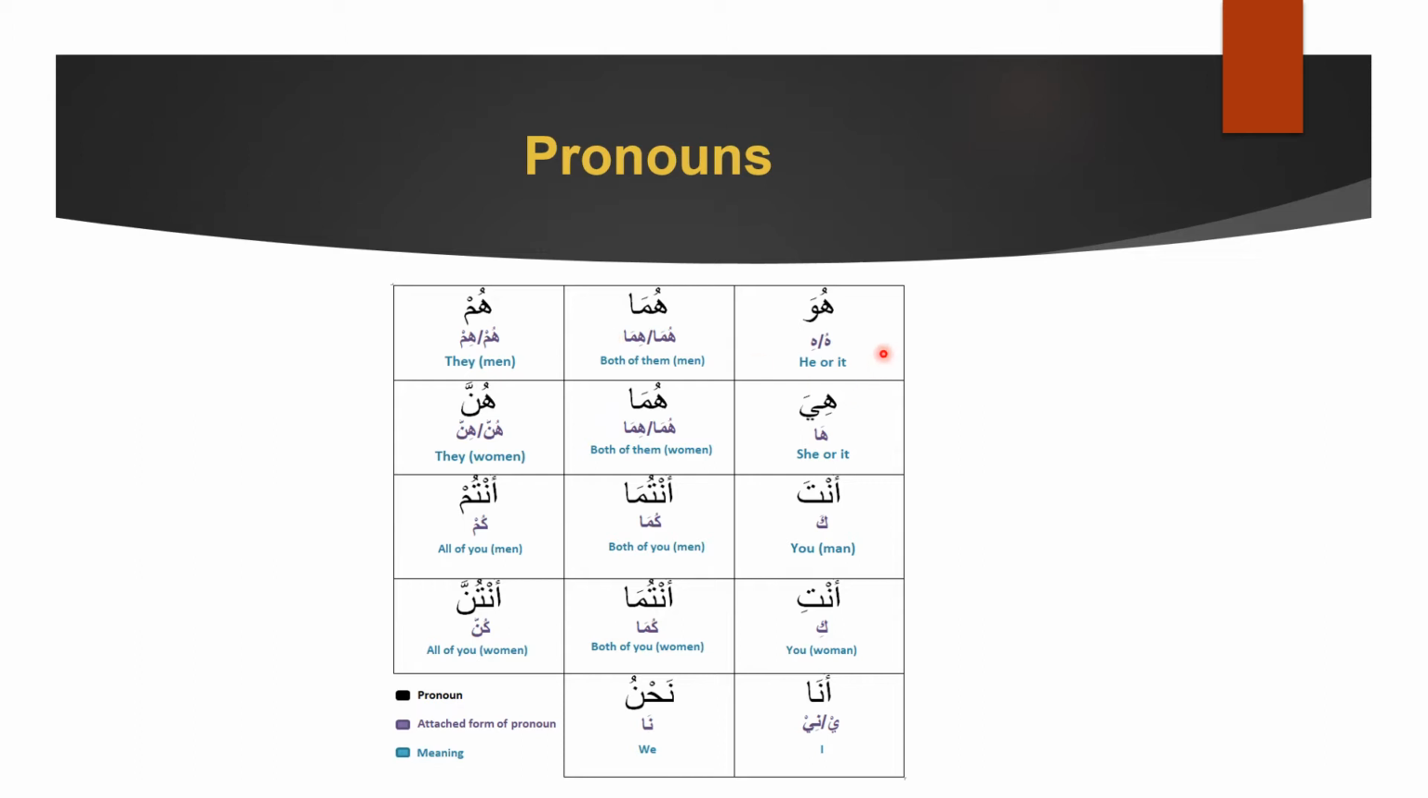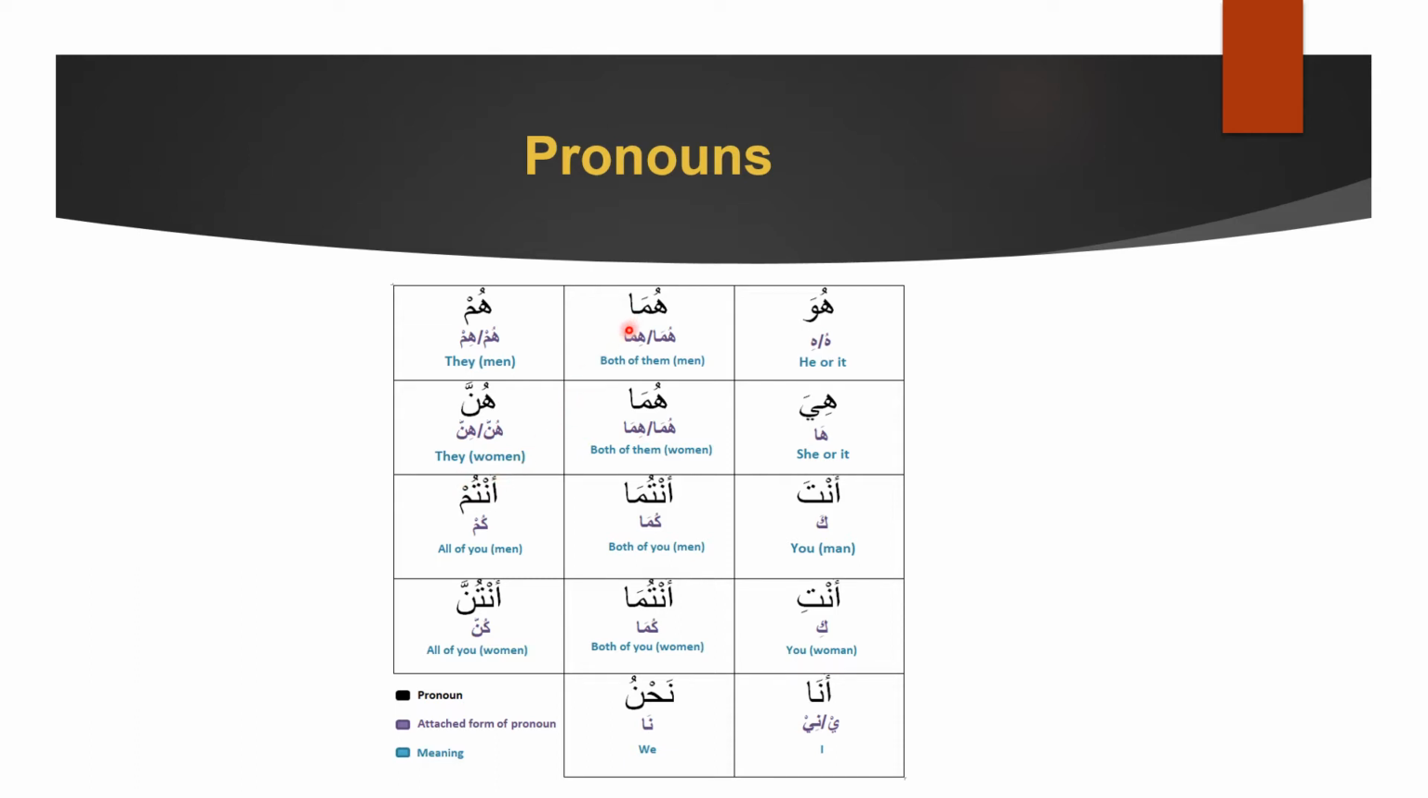So now let's start. Huwa, he or it. Huma, both of them, masculine. Hum, they, masculine. Hiya, she or it. Huma, both of them, feminine. Hunna, they, feminine.